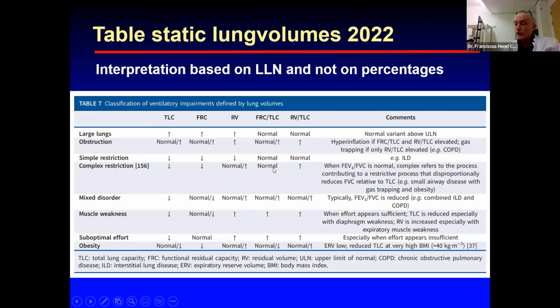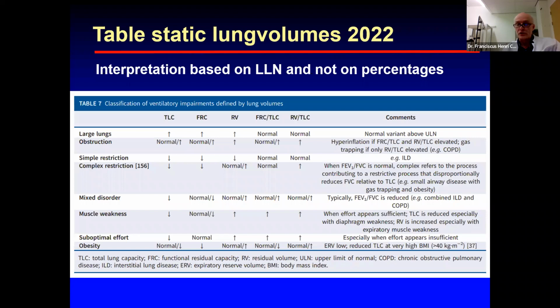And again, for clinicians, it's very helpful that if you have this kind of parameters, you can see here a clarification in this table at the right side, which kind of disease or impairments you can think of. So is it something like, for instance, muscle weakness, or is it a mixed disorder? Or is it a complex restriction?